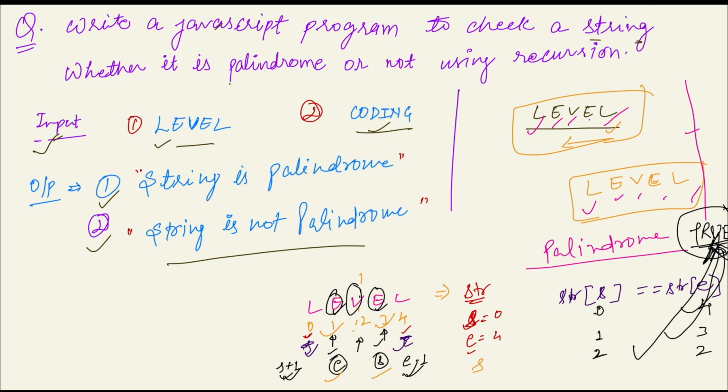Here, if start equals end, and one more condition: if start will be here and end will be here, so now end is lesser, so the value of end is 1 and start will be 3. If start is greater than end, then the loop will be terminated. Then we will close this comparison and return true, meaning the condition was true and our string is a palindrome.